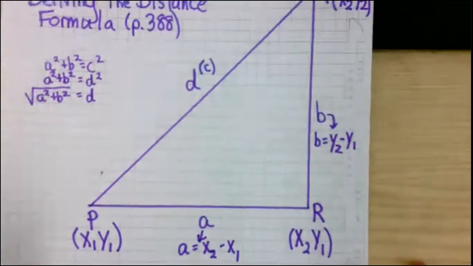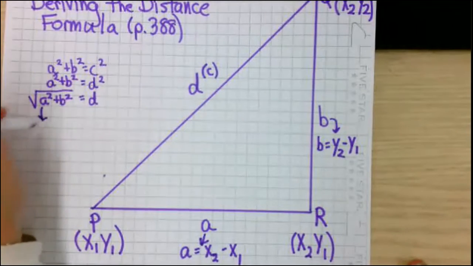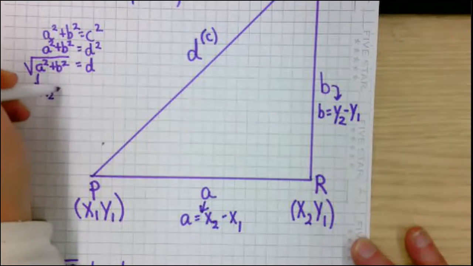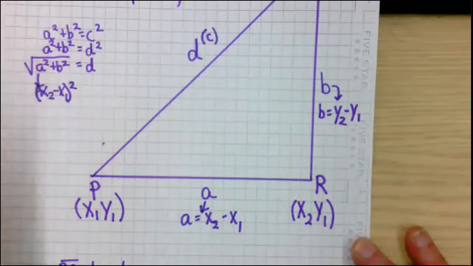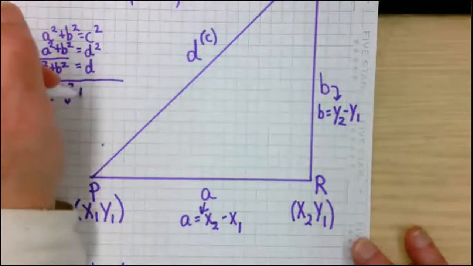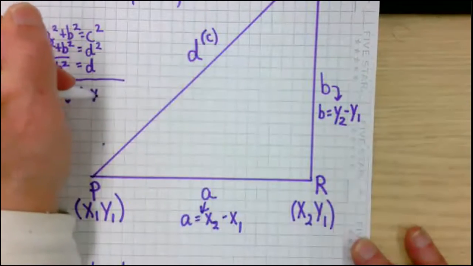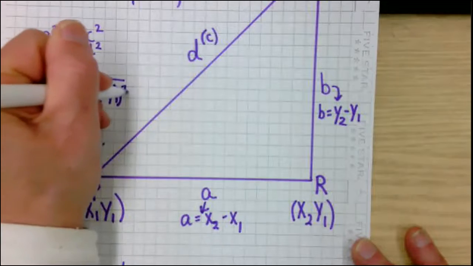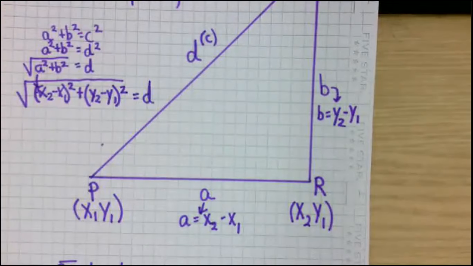So we know that a is really going to be x2 minus x1, and that's squared. That's our a squared. Remember, we have the square root sign all under there. Plus, what is our b squared? Well, let's look over here: y2 minus y1, and it's squared. So we're going to square it. And all of that equals d, right?